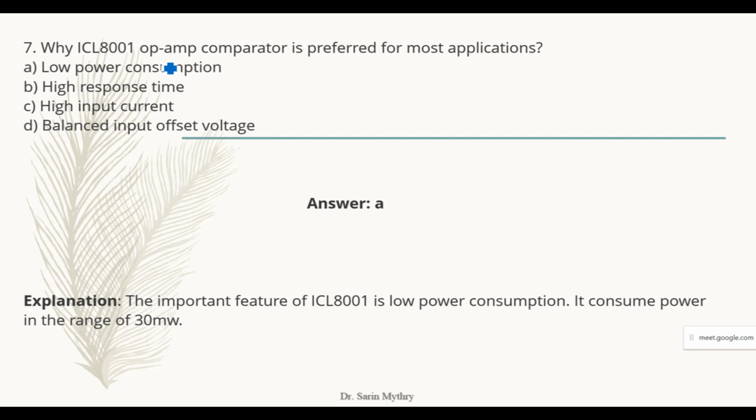Why is the ICL 8001 op amp comparator preferred for most of the applications? Because this ICL 8001 op amp has low power consumption. We all know that nowadays every circuit or IC has to work in low power operation. It has to have low power consumption. It has to operate in a low power mode.